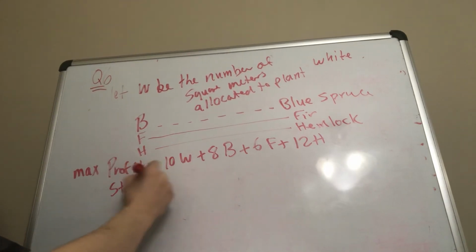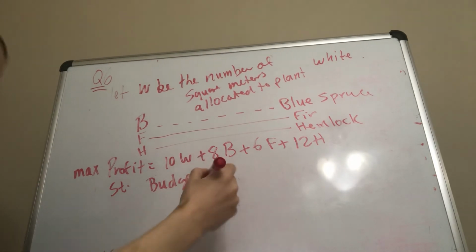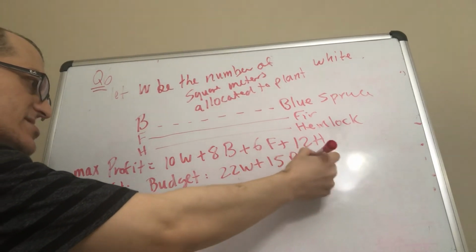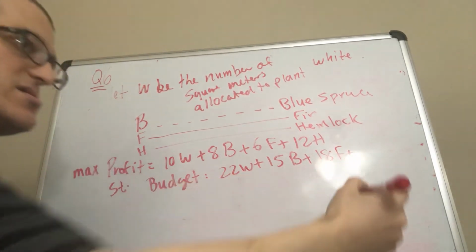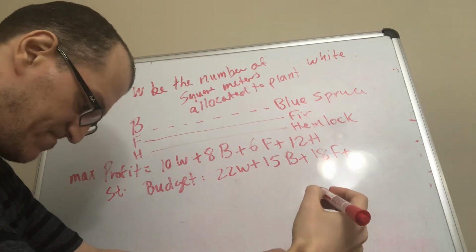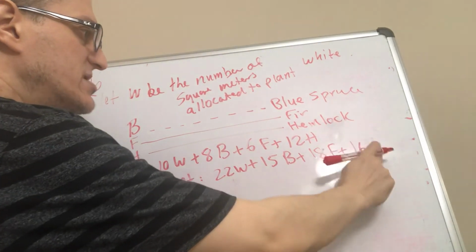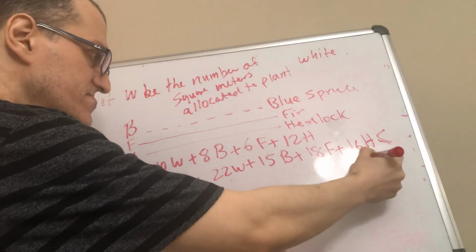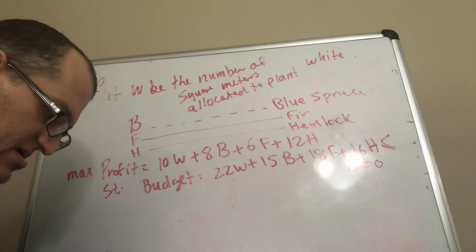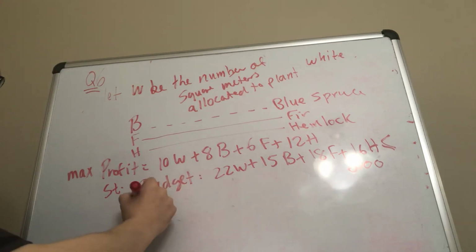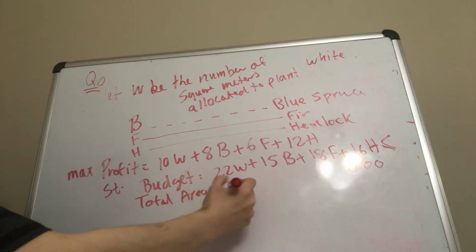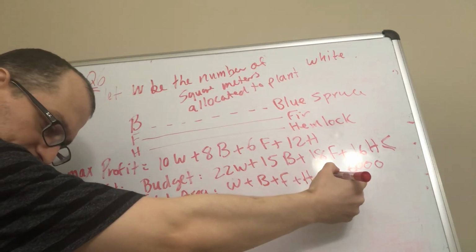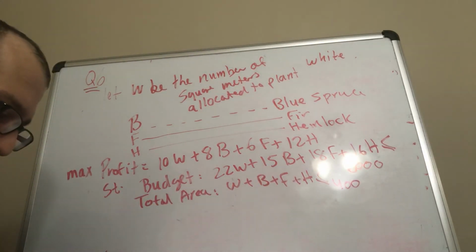Now subject to: we have budget. They tell you that it costs 22 to do a W, 15 to do a B, it costs 18 to do an F, it costs 16 to do the last one, H, but not to exceed the budget they have. Their budget for planting is 6,000. The total planting area is 400. So total area: the area they allocate for W, B, F, and H, not to exceed 400, that's the total area that they have available.